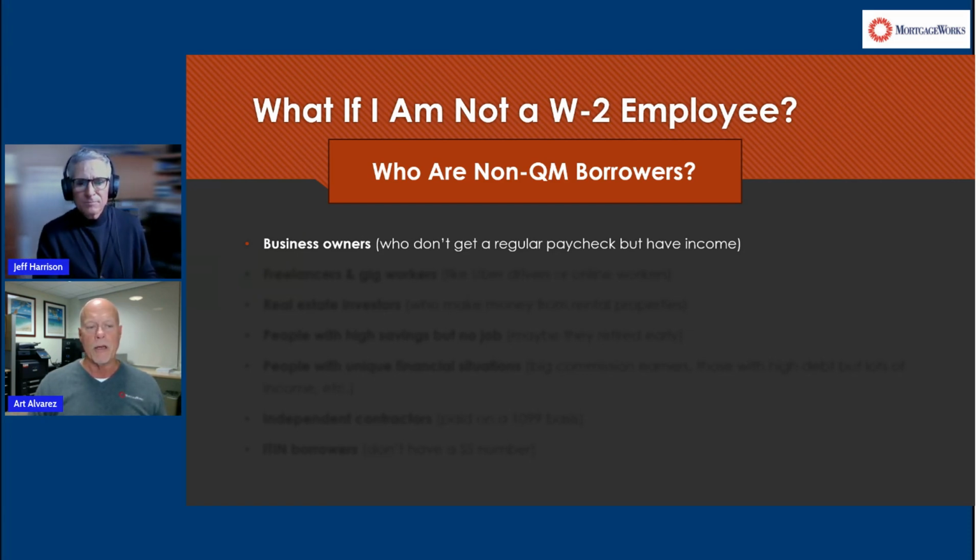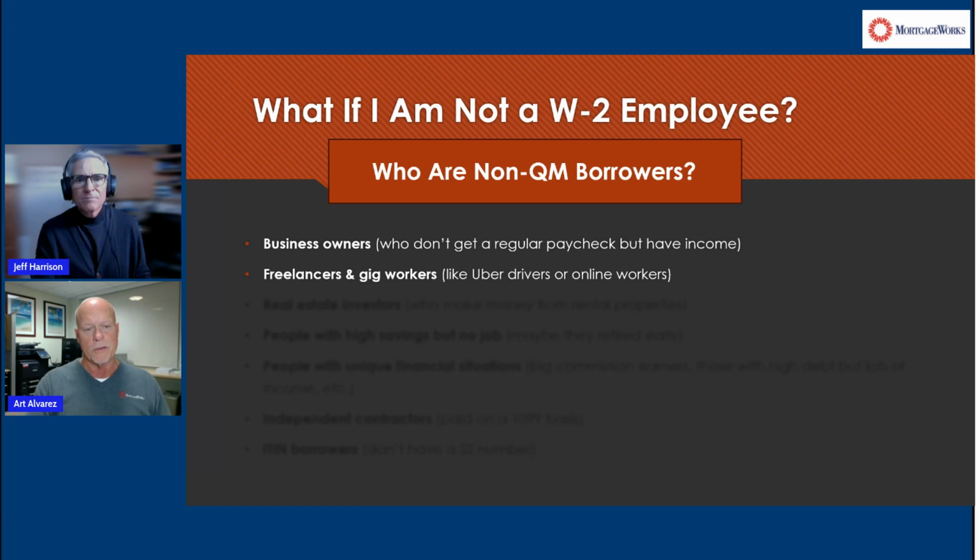Another term you hear a lot about is people who are gig workers or freelance workers. And here's a couple of good examples. Uber drivers. That's a common type of borrower profile now that we see. Those people tend to be paid not on a W-2 salary basis, right? Obviously. And so it can be challenging to get them qualified.